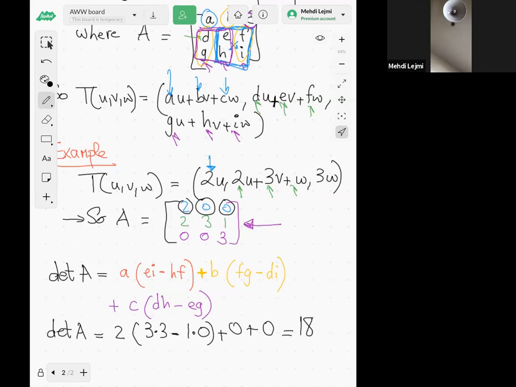Right? And it's non-zero. So in this case, your transformation T is 1-to-1 because the determinant is not 0. T is 1-to-1 because the determinant is non-zero. Determinant of A is not 0. It's actually positive 18.